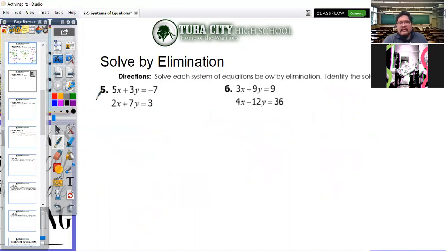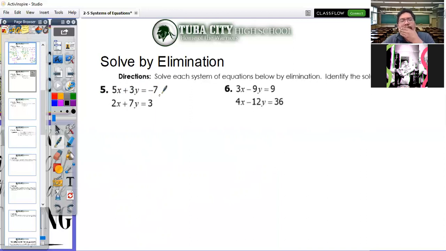All right, and let's see, solve each system of equations below by elimination and then identify the solution. Okay, so look at our variables. Again, the equations are in the same order: x, y equals number, x, y equals number. So they line up.